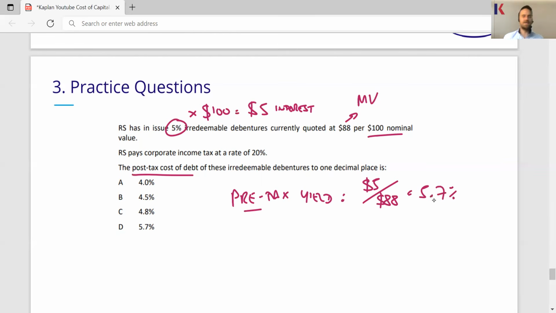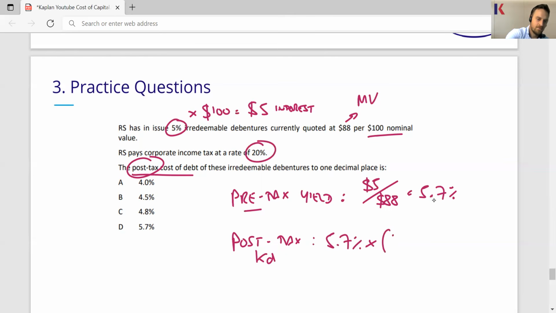Now that's the pre-tax yield. That's the return to an investor. But they want the post-tax. So what is the cost to the company? So for the post-tax, what we then do is take your answer, 5.7%. So this is KD we're working out. Times it by 1 minus the tax rate, which is 20%. And you end up with 4.5%, which is B.